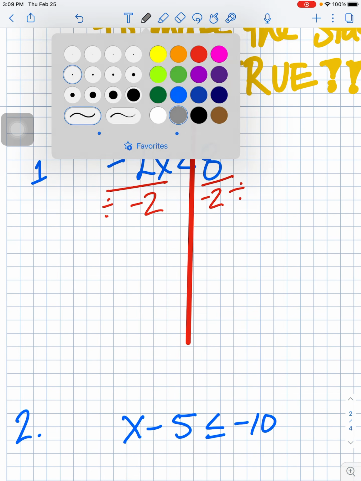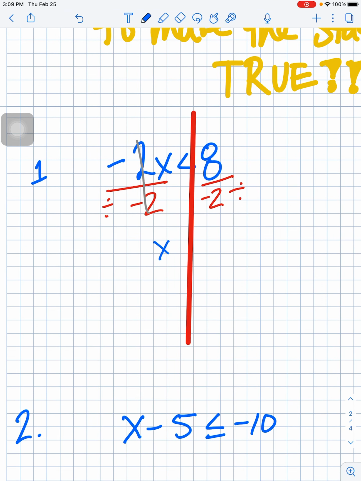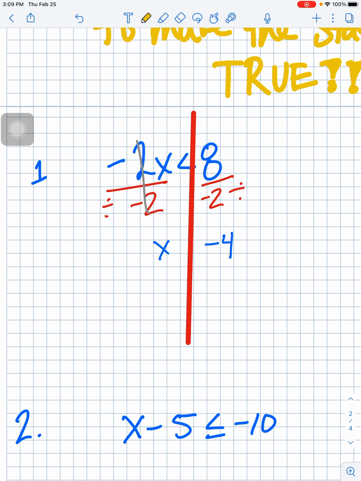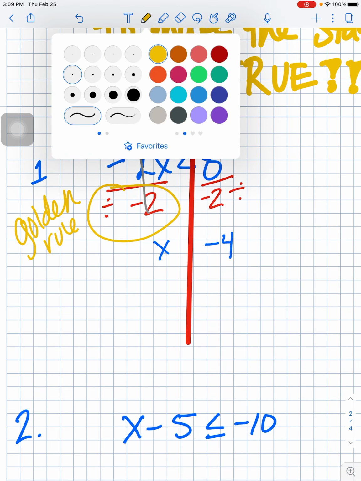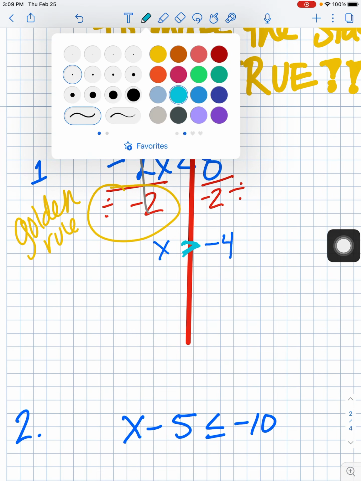And when I do that, negative 2 divided by negative 2 becomes 1x. And 8 divided by negative 2 becomes negative 4. And then did I do the golden rule? Did I multiply or divide by a negative? Yes, I did, right? This is a big aha. I'm going to write golden rule. Since I divided by a negative, then I need to flip the inequality to make it true. So it started as a less than, but it's ending as a greater than because I divided by a negative.